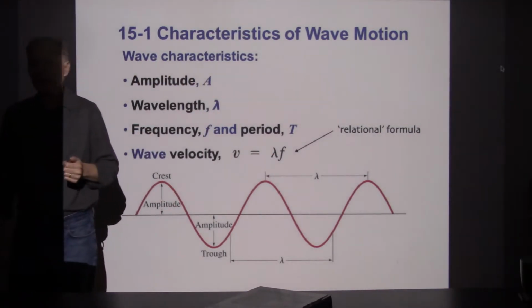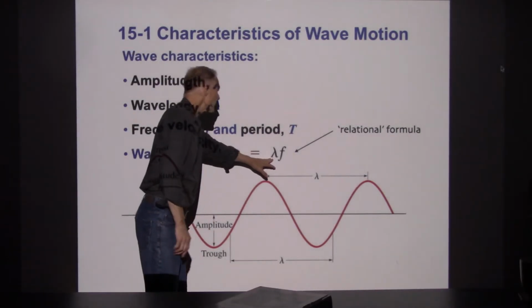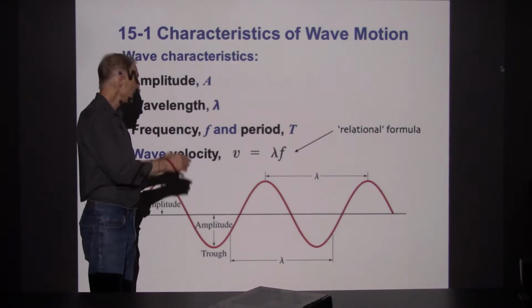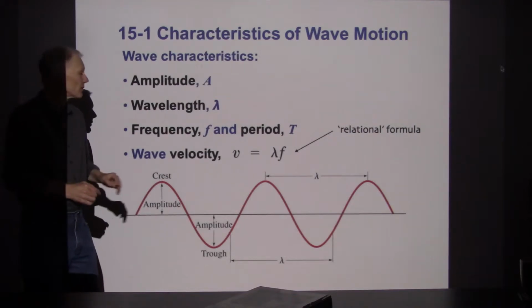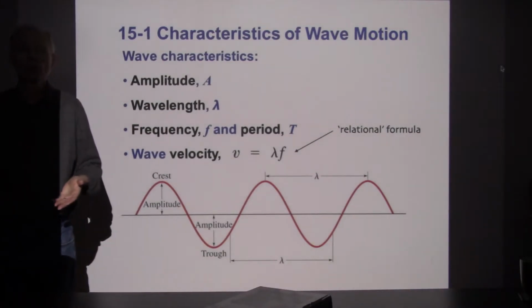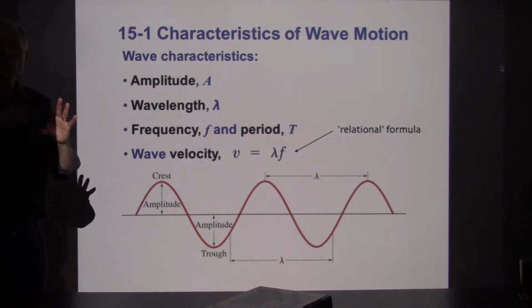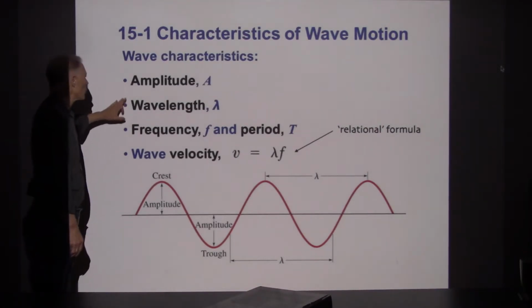Now remember, this is not a formula of causality. This wavelength and frequency in the formula are not telling us why the speed of propagation is what it is. The speed of propagation, we'll find, is due to the properties of the medium. Depending on how rigid the medium is, depending on how large the mass is, what the density of the medium is, those properties are going to determine how fast disturbances propagate.